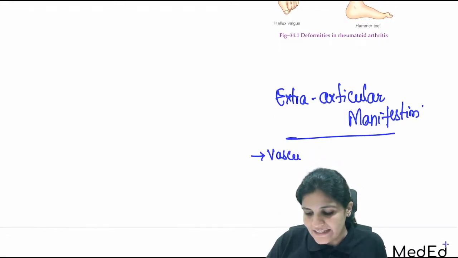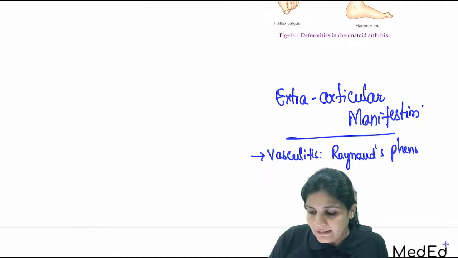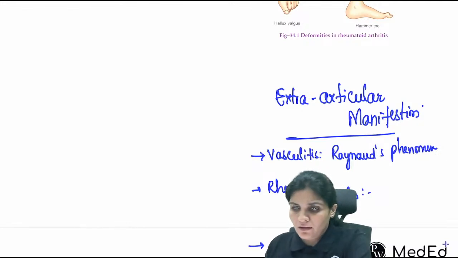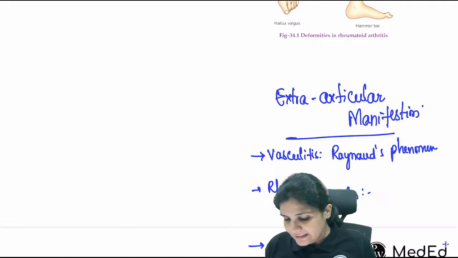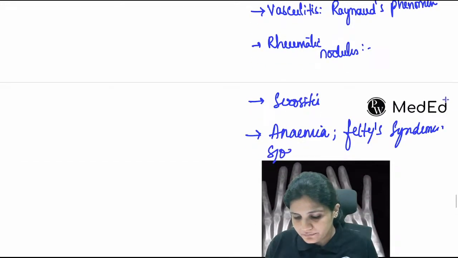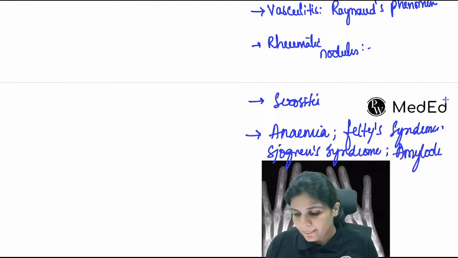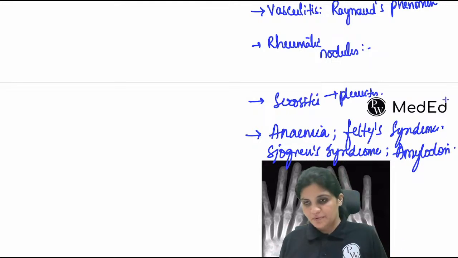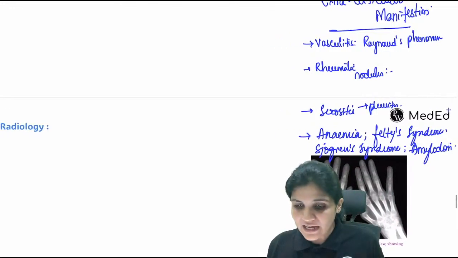And extra-articular manifestations, you just have to remember. They will be in the form of vasculitis, as I've told you, that is Raynaud's phenomenon, right? And then we have discussed the rheumatoid nodules. On the extensor surfaces you will see the rheumatoid nodules. These are nothing but depositions. Then you have serositis, like pleurisy and carditis, and finally they may present with anemia, Felty's syndrome, Sjogren syndrome, and amyloidosis. So these are all the extra-articular manifestations.